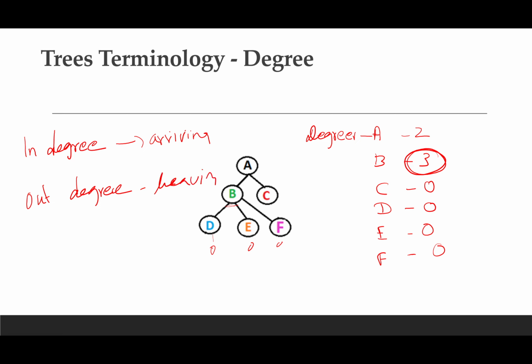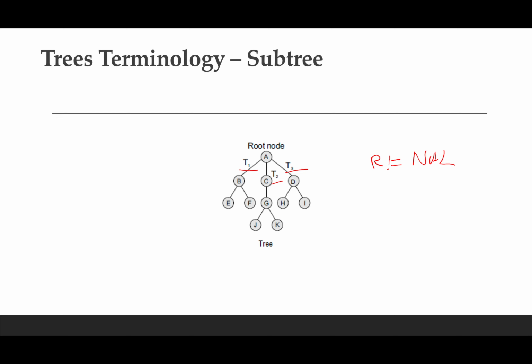The next one is a subtree. If the root node R is not null, then the trees T1, T2 and T3 are the subtrees for the root. So if R is not equal to null, T1, T2, T3 are the subtrees of R.